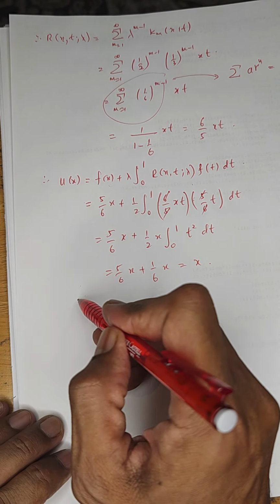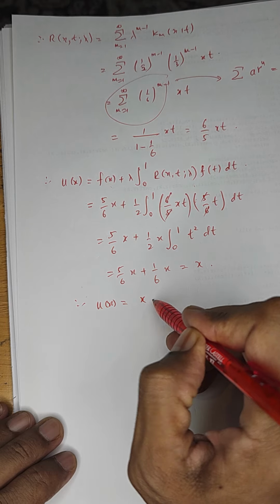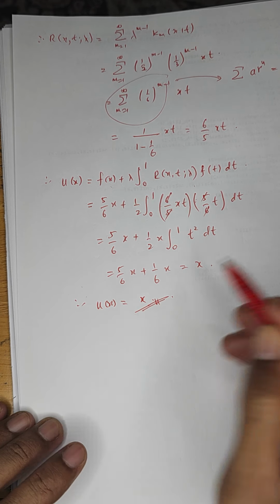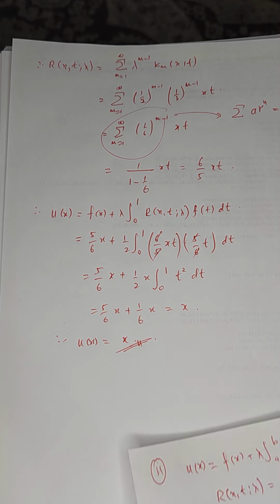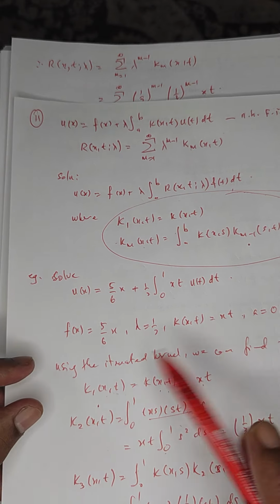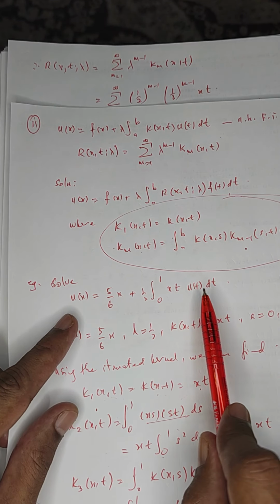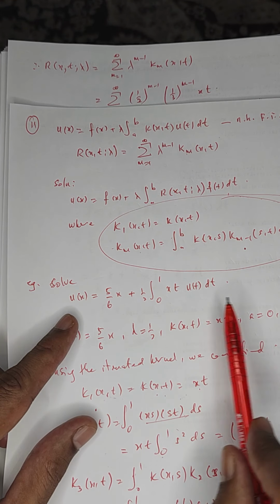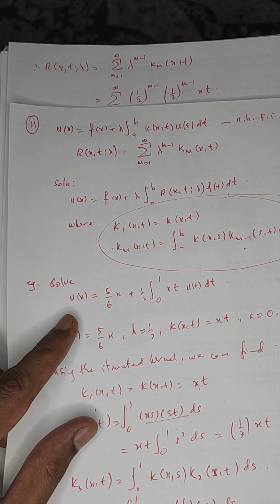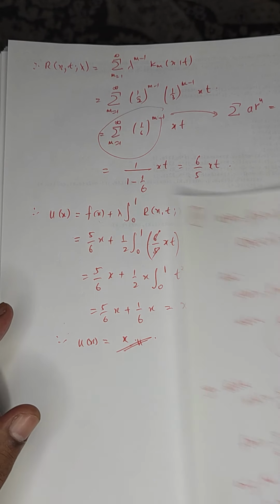Okay, so therefore the solution is given as u(x) equal to x. Of course, we can check our solution here. If we substitute u(x) equal to x into the equation, you substitute that with t, then you can find left hand side equal to right hand side, to verify that our solution is correct.